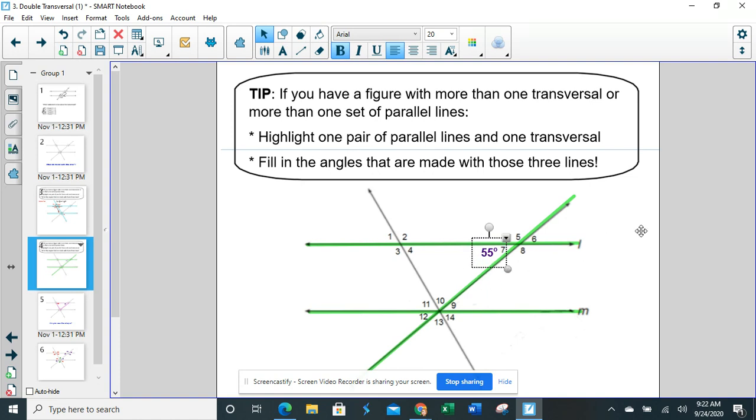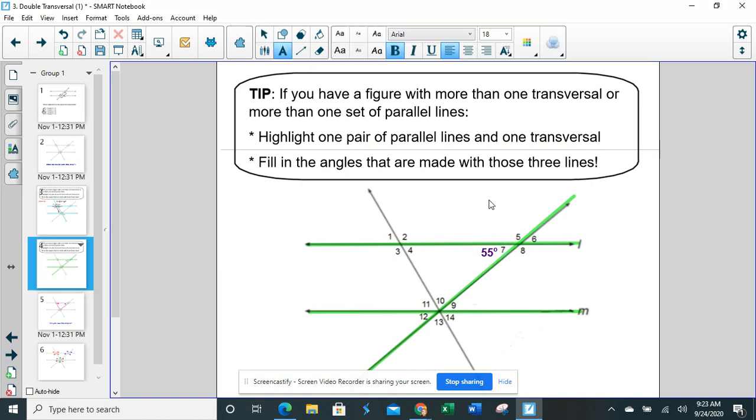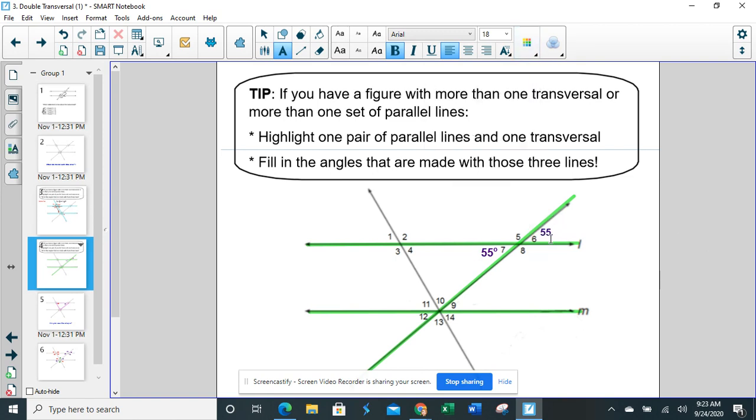So I've been given the angle measure for 7, which is 55 degrees. Again, I find my vertical, which is this one right here. I'm going to dump this one in. Oops, I don't want it to be red though. Let's change my color here to purple. I like purple. Okay, so that one's going to be 55.